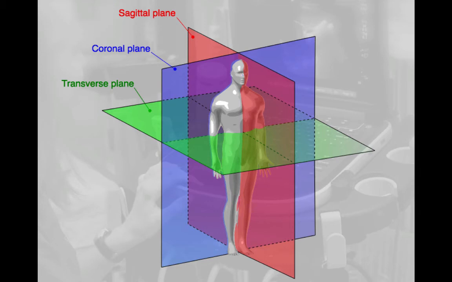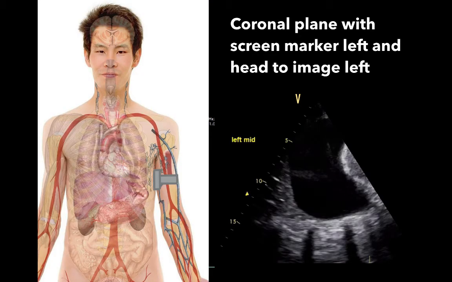Now again, you must consider the anatomical plane of the image, whether it's in sagittal, coronal, or transverse. The coronal plane is the most common one used for imaging of the pleural effusion, for example. In this case, the screen marker is left for traditional imaging, and cephalad is also image left, as shown here.